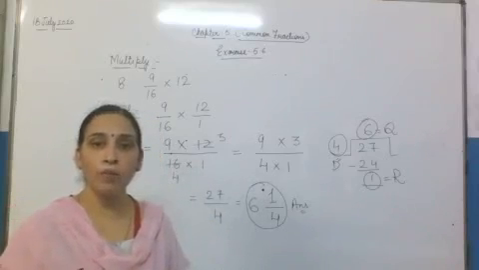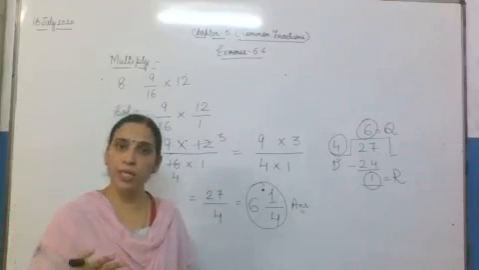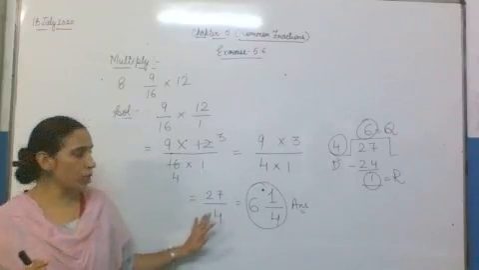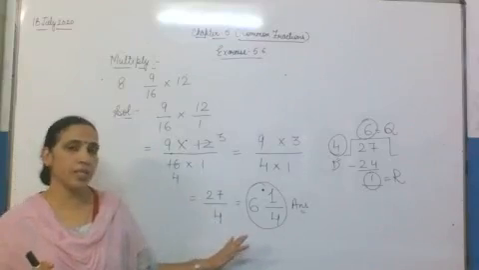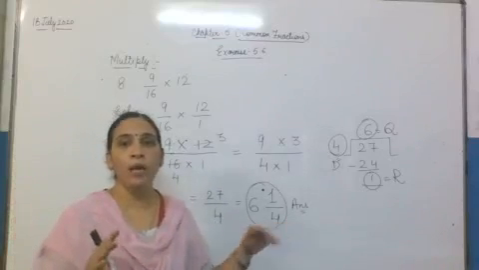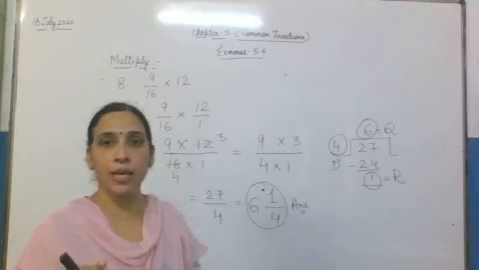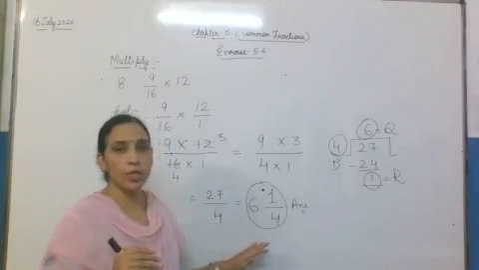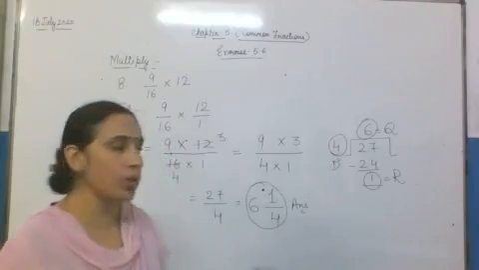It is an improper fraction because the numerator is greater. So it is an example of an improper fraction. Now what you have to do is change this improper fraction into a mixed fraction. What is the step to change it into a mixed fraction? You are going to do division.